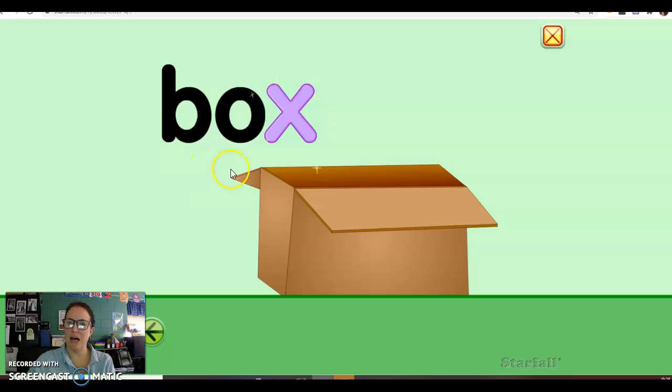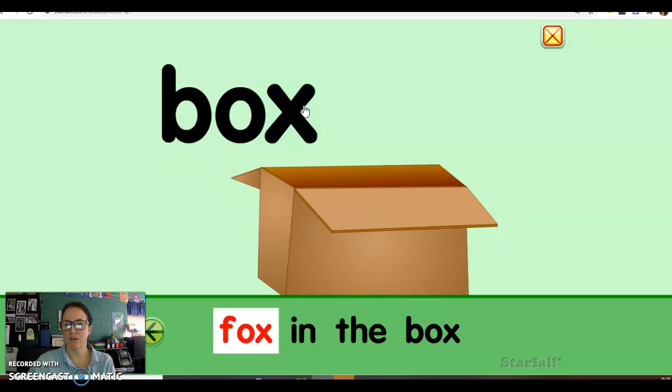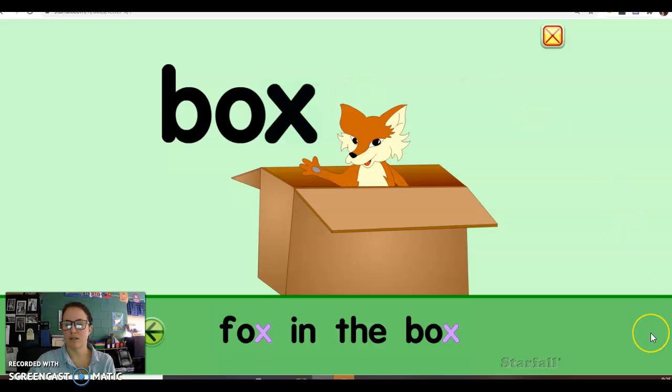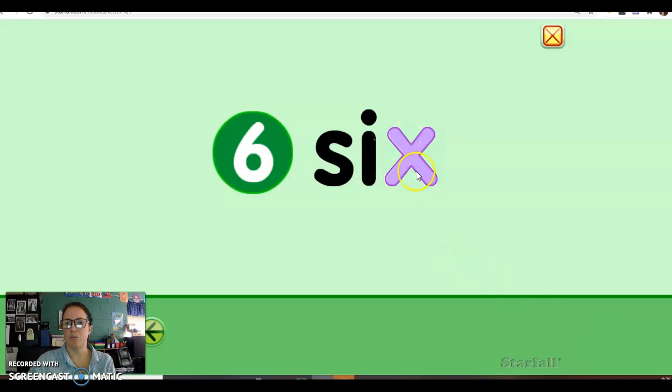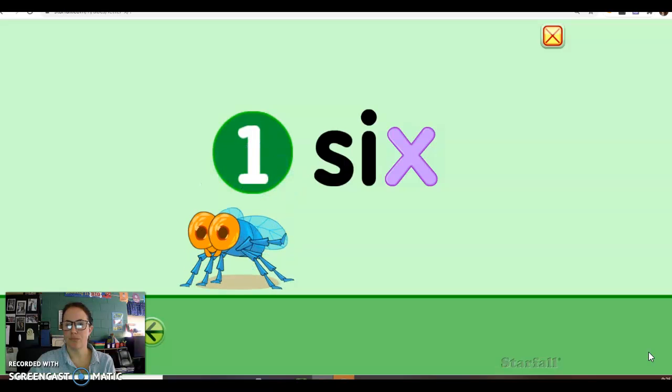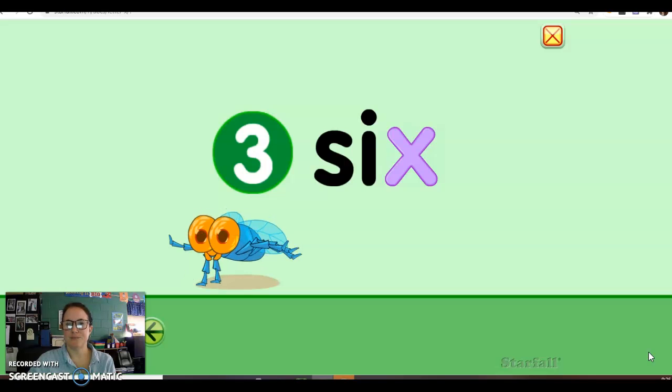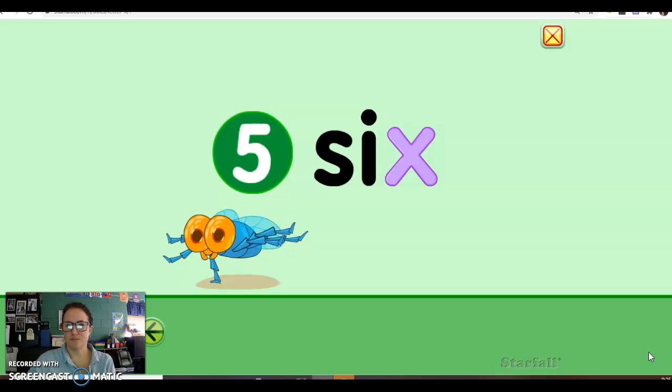What is this word? Ox. Box. Box. In the box. Peekaboo. Ooh, what number word is this? 6. 1, 2, 3, 4, 5.